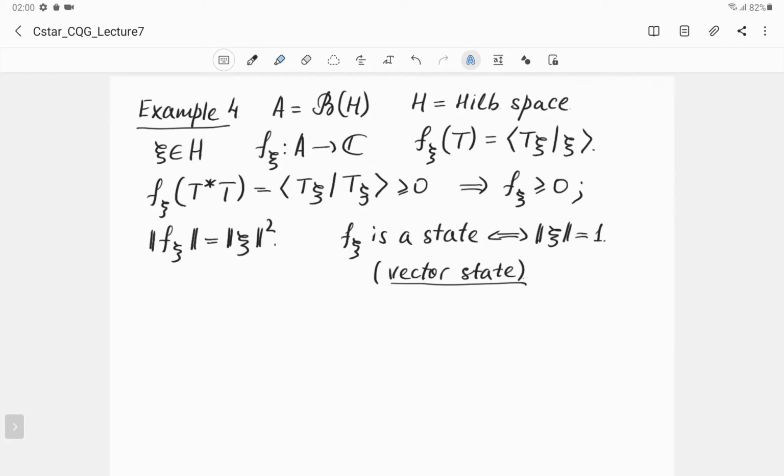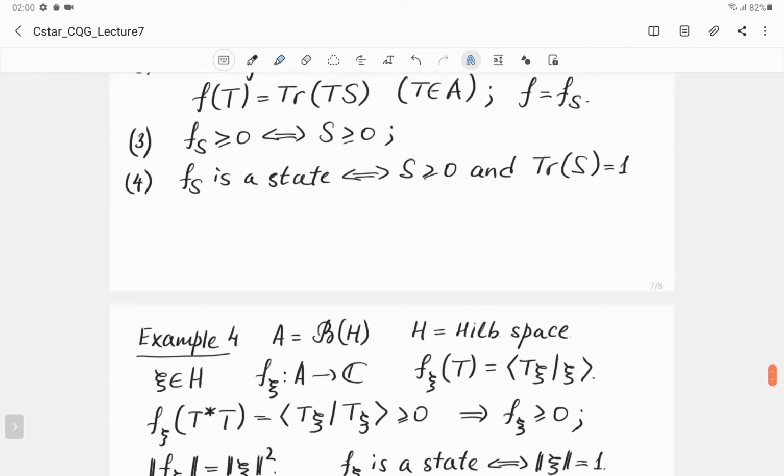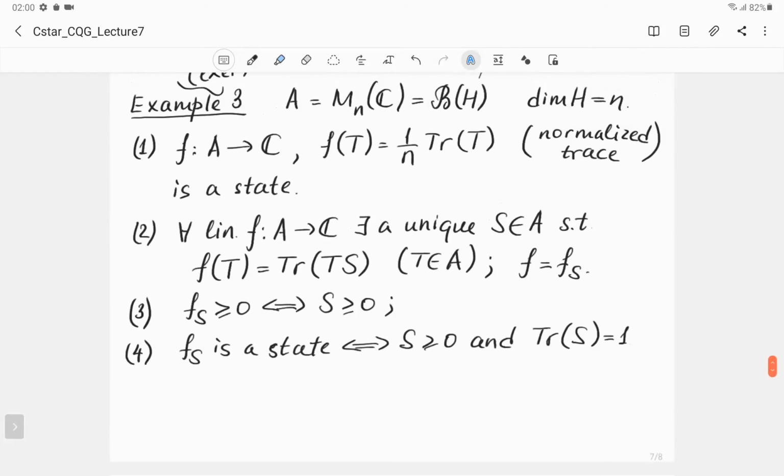There are also so-called mixed states, which are defined similarly to example 3. But now, since our space H is infinite dimensional, in order to make sense of this expression, take the trace of the product, we must assume that S is not just an arbitrary operator, but S is a so-called trace class operator or a nuclear operator on H.